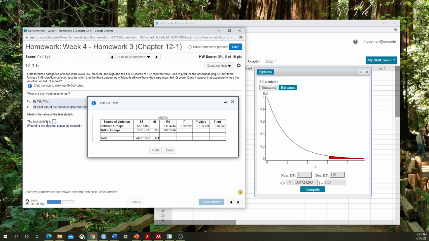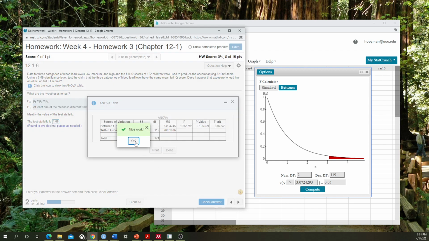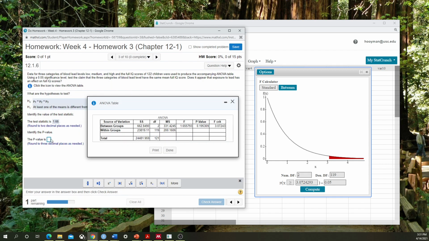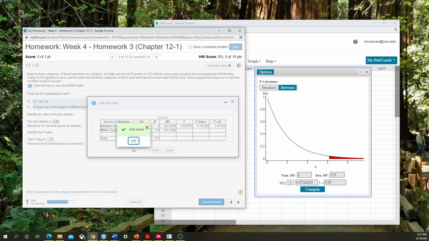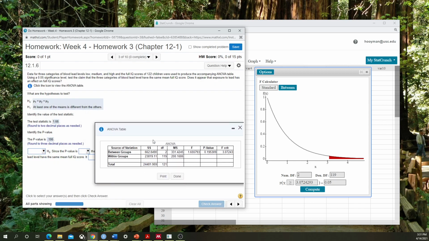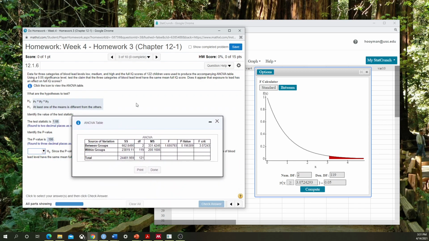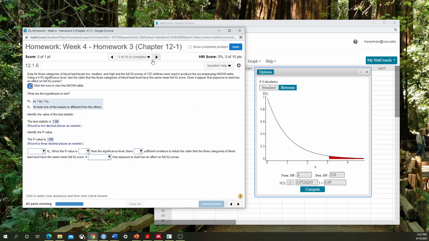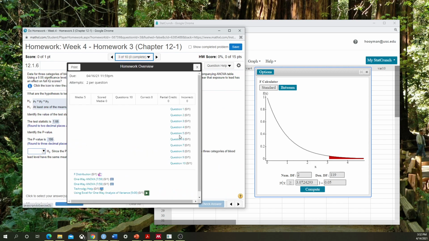So what is the test statistic? It is, okay, around to two decimal places. This is the test statistic. 1.66 is what I'm going to put. Okay, check answer. Nice work. Next one was the p-value, rounded to 3 decimal points, 0.195. Check answer. Well done. Hopefully you'll be able to fill in that part on your own. I'm now going to jump to another question.